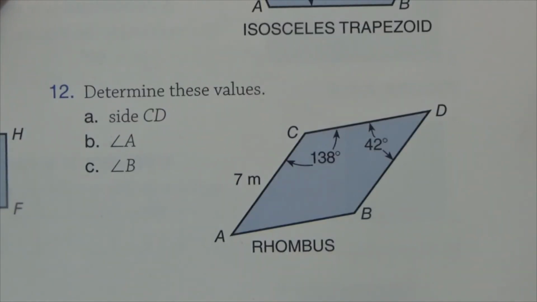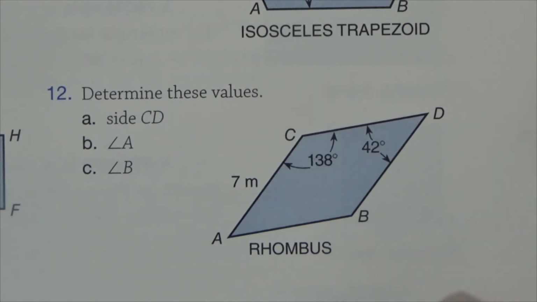Okay, so this is a rhombus. So what we know about a rhombus is that it's a parallelogram. So in parallelograms, opposite angles are equal. So we're looking for side CD. We also know about a rhombus that all of the sides are the same. So if this one's 7, so is that one. So is that one. So is that one. So all the sides are the same. We also know that if this angle is 42, then this angle is 42. If this is 138, then that one is 138. Okay?